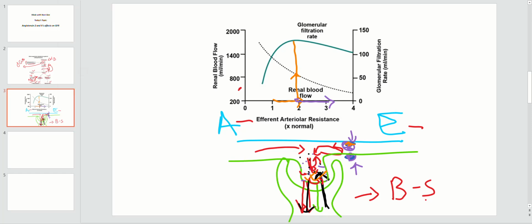So that is what happens over here. If you go to the graph, when you are moving from 3 towards 4, what is happening? Your GFR will go down, your blood flow will decrease because of this obstruction, and your filtration, the GFR, will be reduced. That is what happens in this case. So this is the best way to interpret this graph.